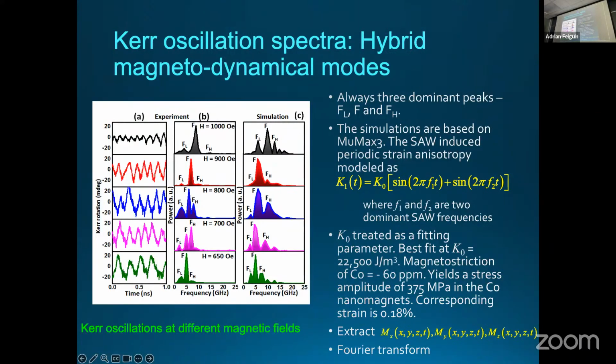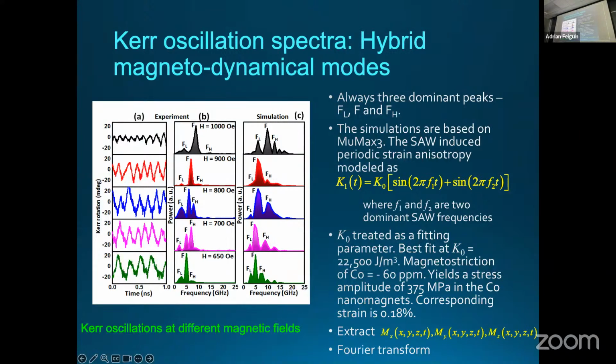And this K0 is treated as a fitting parameter. So you get the best fit at this K0, and the magnetostriction coefficient of cobalt is this. From this K0 value and the magnetostriction, you can estimate the stress being produced in a single nanomagnet by the laser heating and cooling. That turns out to be 375 megapascals, which is a very reasonable number. And this corresponds to the Young's modulus of cobalt. From there, you can get the strain from the stress, and the strain is 0.18%. That is how much strain you're producing in the single nanomagnets.